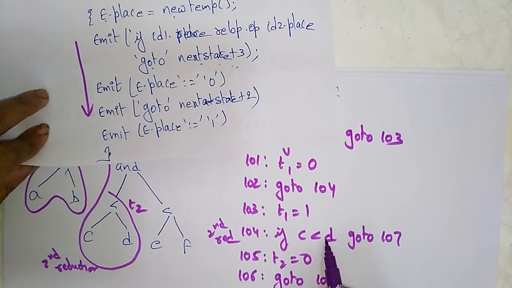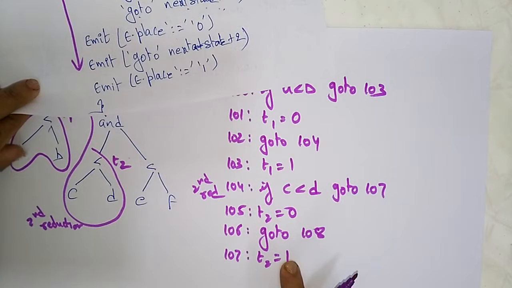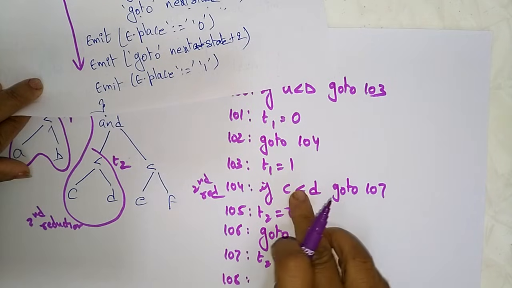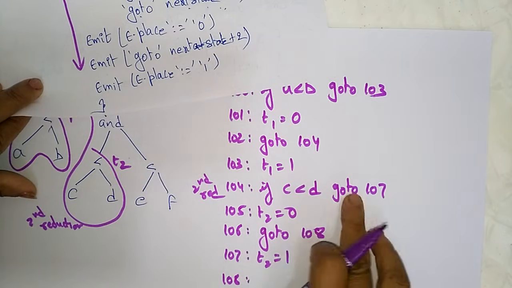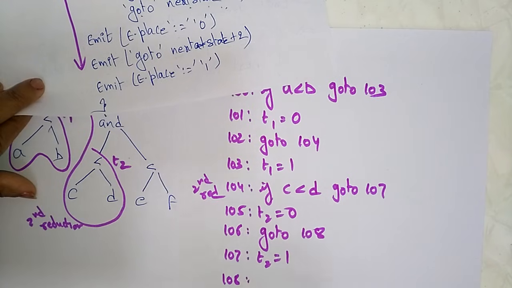If C is less than D and it is correct, print T2 is equal to 1, which means we are jumping to 107. Otherwise, T2 is equal to 0 and go to 108. So whenever this condition is true, print T2 is equal to 1 and continue with the 108 statement. If it is wrong, print T2 is equal to 0 and continue with the 108 statement.